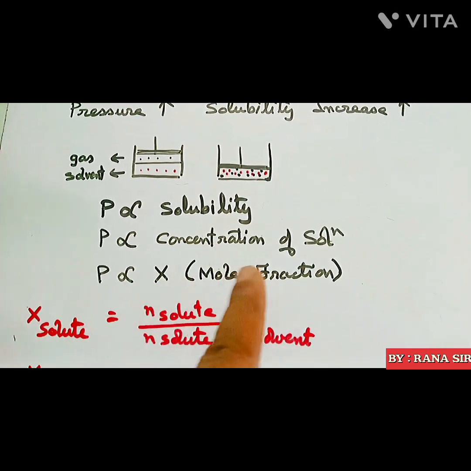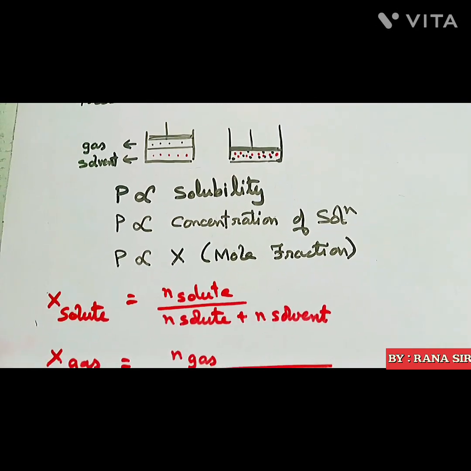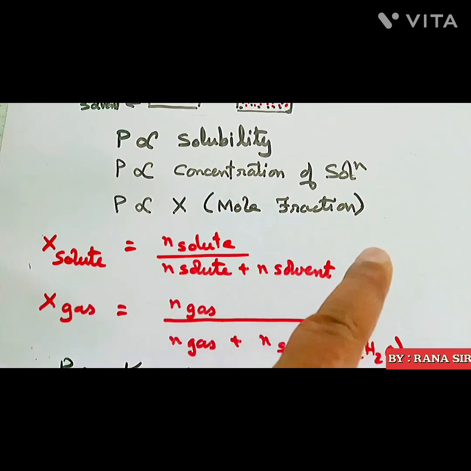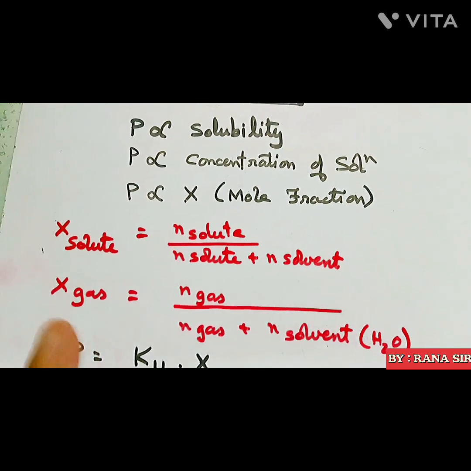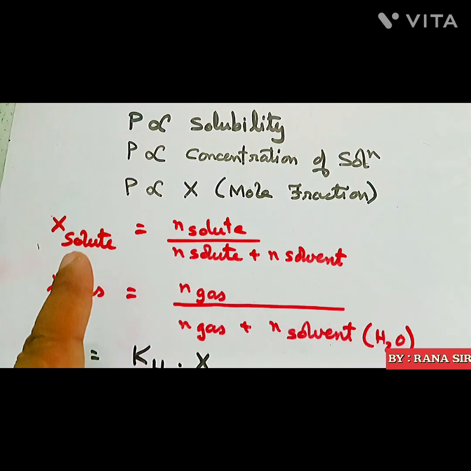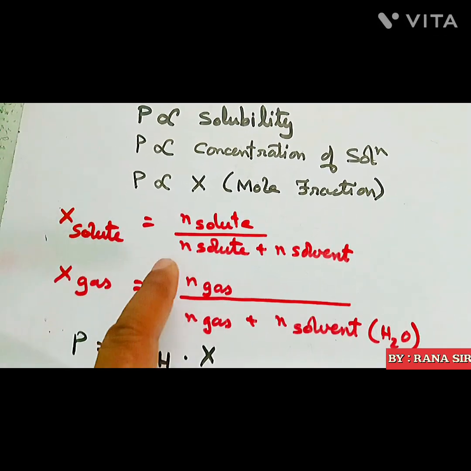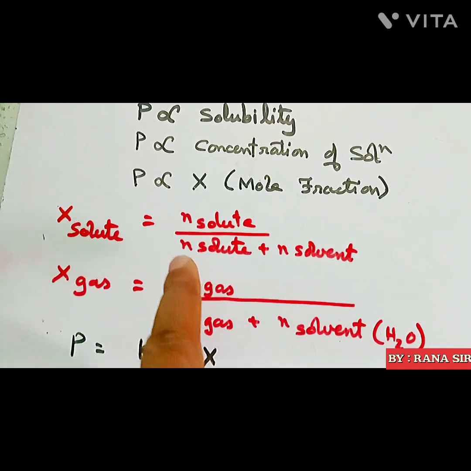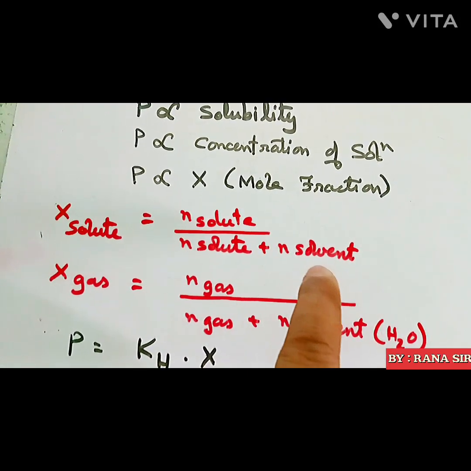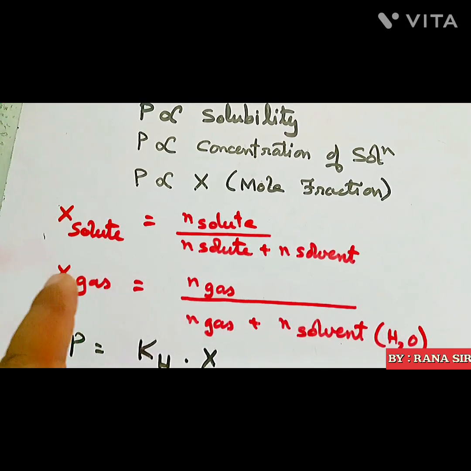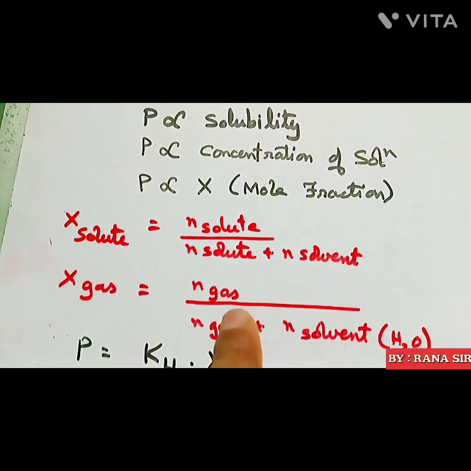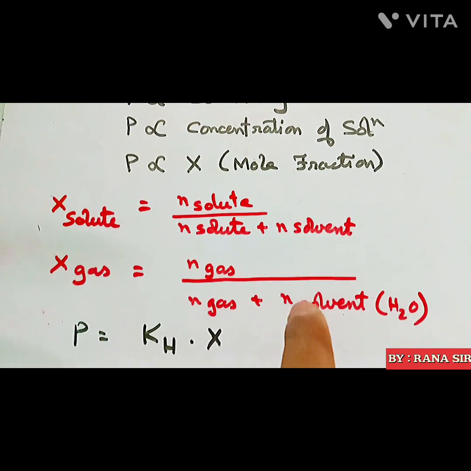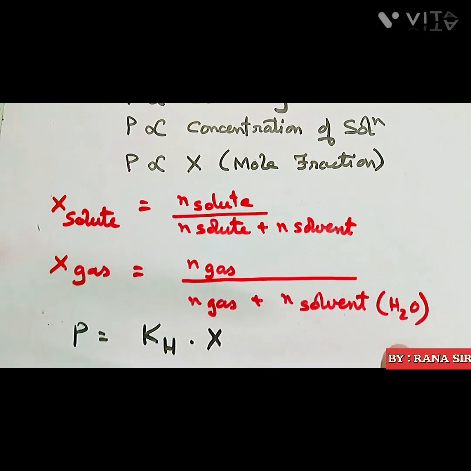or pressure is directly proportional to the concentration of solution, or pressure is directly proportional to x. What is x? Mole fraction. So what is mole fraction? It is the mole fraction of x, that is mole fraction of solute, equal to n solute. What is n? Number of moles of solute divided by number of moles of solute plus number of moles of solvent. Here in gas, so mole fraction of gas equals number of moles of gas divided by number of moles of gas plus number of moles of solvent, that is water.